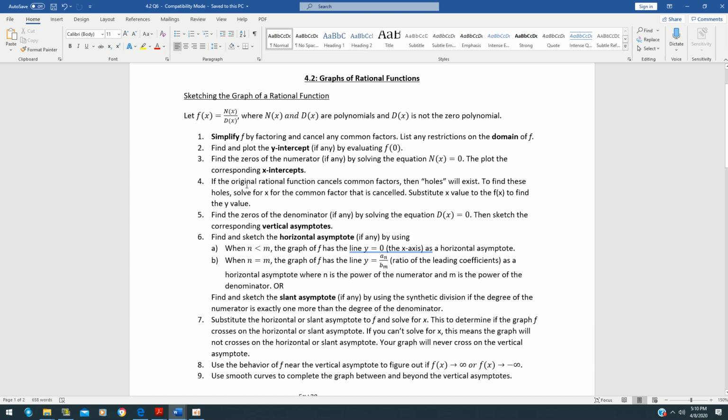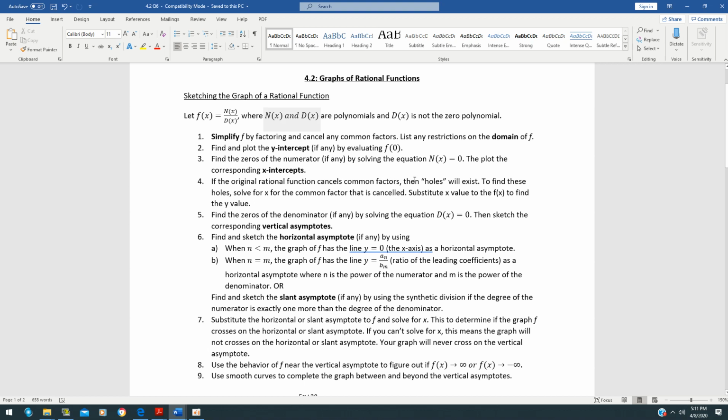And then the next thing is we have to figure out if there is a hole in your rational function. How do we figure out if a hole exists? When you factor it out and cancel any common factors, these common factors that you cancel are what we call holes. In order to find this, you have to make that canceled common factor equal to 0. Let's say this is x plus 3 and you canceled it out.